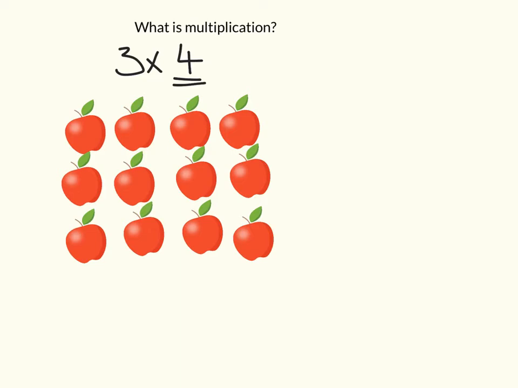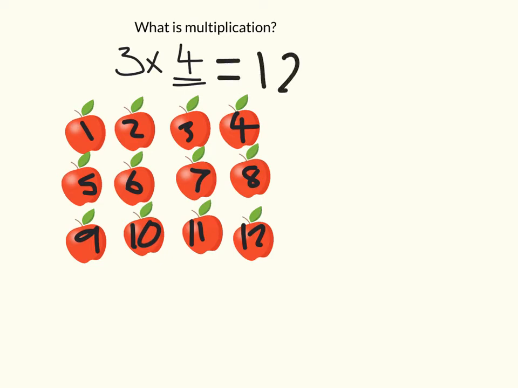So in this instance, 3 times 4, well, let's count them up. 3 times 4 is 1, 2, 3, 4, 5, 6, 7, 8, 9, 10, 11, 12. 3 times 4 is 12. But we all should have known that.